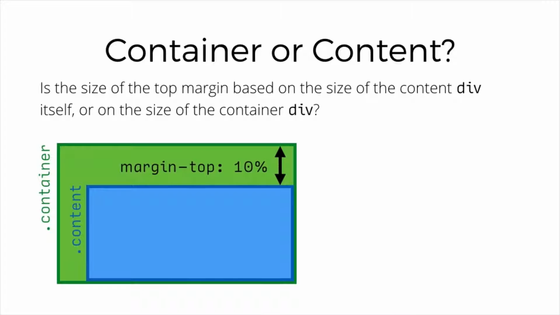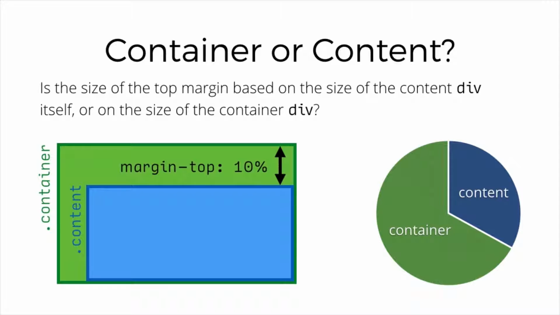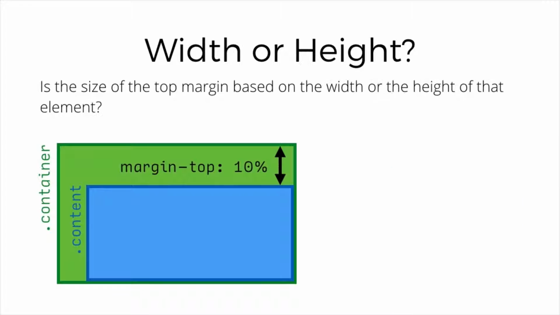So container or content? Is the size of the top margin based on the size of the content div, the blue one, or the size of the container div, the green one? This isn't a gimme, but you can probably go with your instincts. If you've got a box that's 50% of the width of the page and you add 25% margin on either side, that adds up to 100%, and you would expect it to fill the full page, and you'd be right. So we are talking about a percentage of the container div here, and 2/3 of people get that part of the answer correct. But that brings us to width or height.